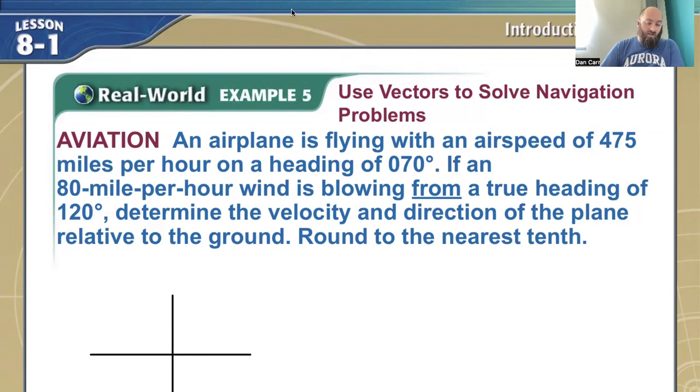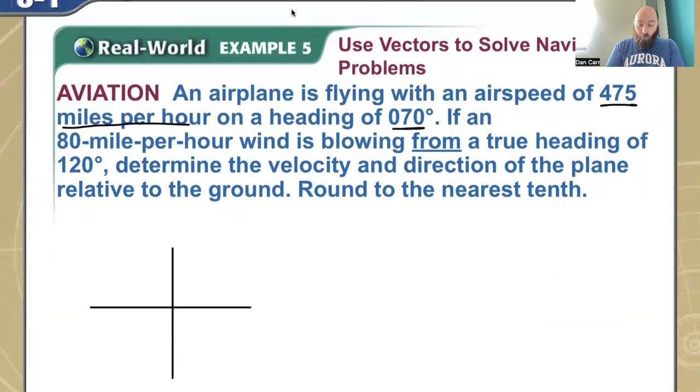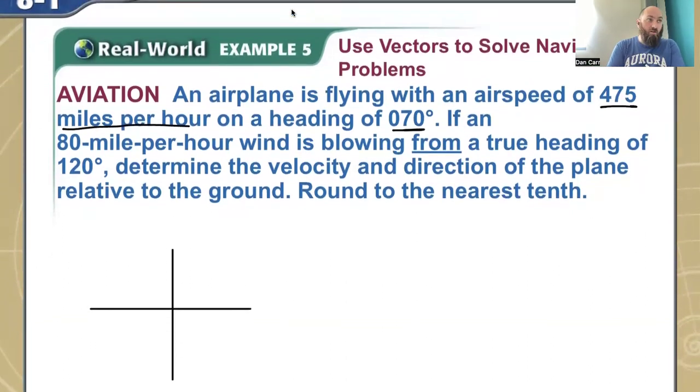An airplane is flying with an airspeed of 475 miles per hour on a heading of 70 degrees. So remember from before that is starting from true north and it's going to go 70 degrees. So it's going to go something kind of like this. I'm going to go with blue to start it. So we're going to go like this about here. This is going to be my 70 degrees. And that is traveling at 475 miles per hour.